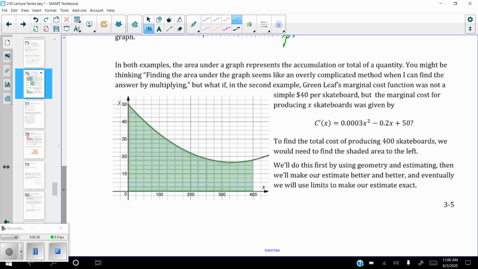What if, like I said before, in our example, Greenleaf's marginal cost was not a simple $40 per skateboard, but the marginal cost was this function right here, C prime equals that thing, which is a quadratic, graphed here on the left-hand side. This is no longer an easy geometric figure to find the area under. We could find the area of the stuff above because they were rectangles, which is easy. That's base times height, no big deal. This one is a little more challenging, so what we're going to do is estimate this area first, by using rectangles.